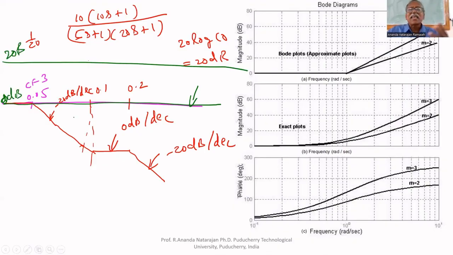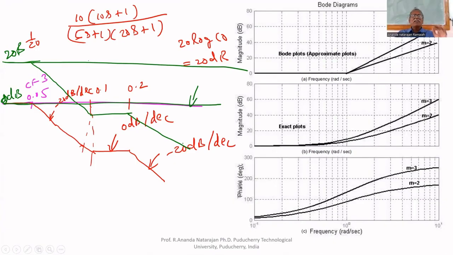Now we have to add this K with this. It means the entire graph will lift up by 20 dB. That's all. So the plot, which started at 0 dB, instead will start here. After that, it comes down like this, then it will be a horizontal line. We shifted the entire graph by 20 dB. That's all.